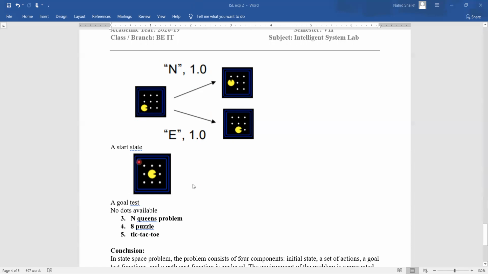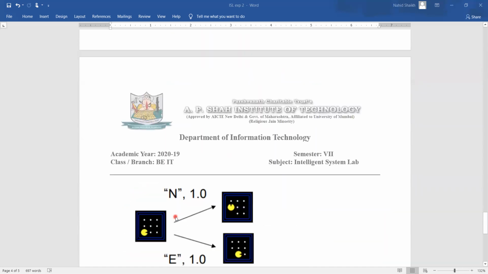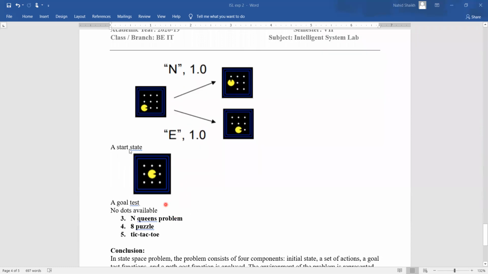Now what is a start state? I can consider any of the states from here as a start state. Suppose the Pac-Man is in the middle, or here, or at this position, but I have considered this as my initial state. Based on how you are formulating the problem, you can select the start state. Suppose this is my start state.